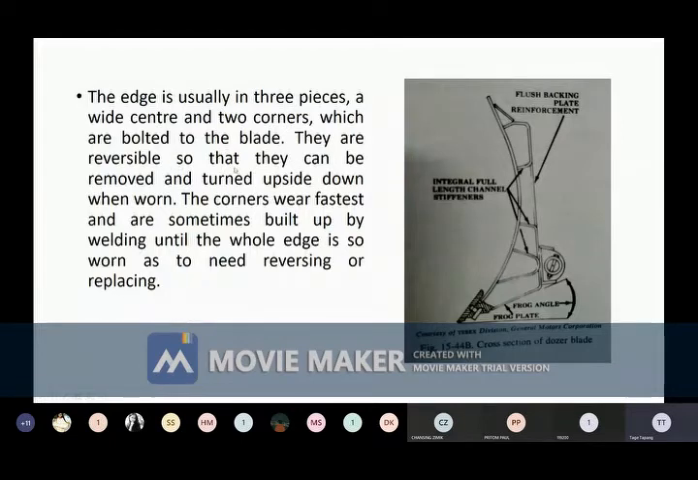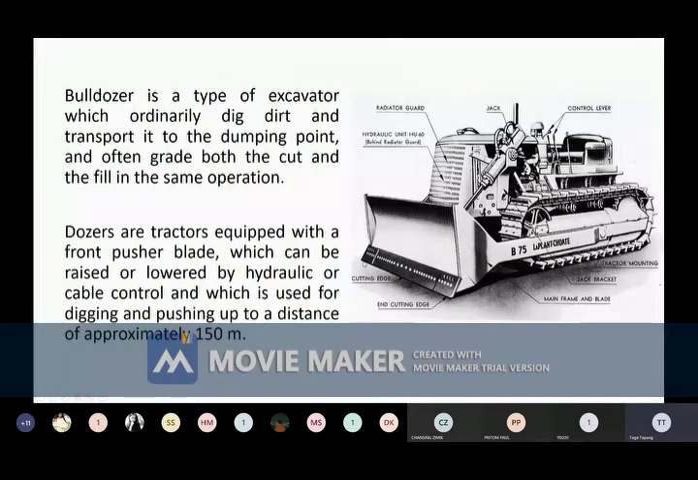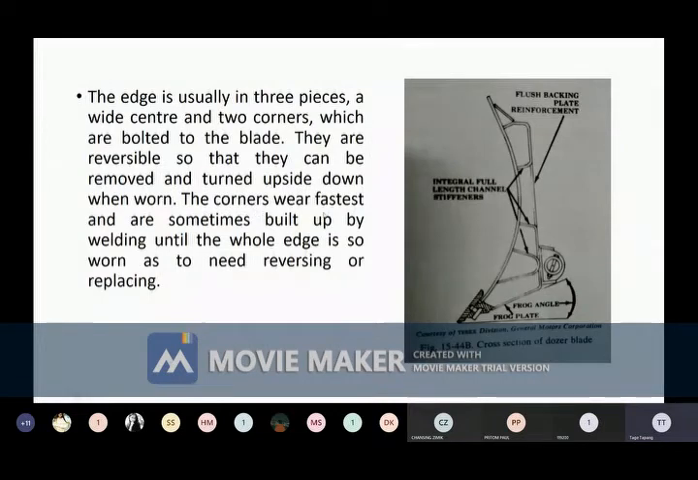They are reversible so that they can be removed and turned upside down when worn. That means after working for some time, this blade will get worn through wear and tear. So we can reverse it in such a way that this lower portion goes up and this upper portion comes down. As simple as that, it is reversible. The corners wear fastest and are sometimes built up by welding until the whole edge is so worn as to need reversing or replacing. So the two edges of the knife are subject to maximum wear and tear.